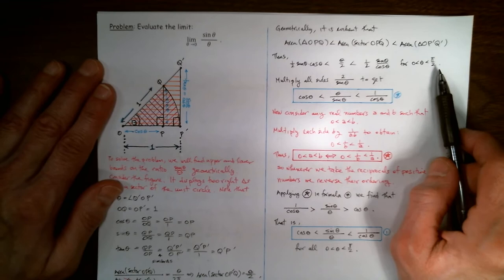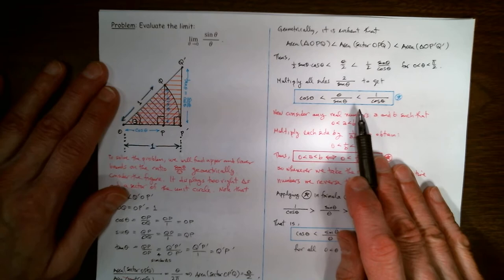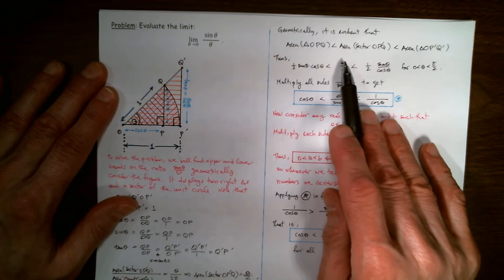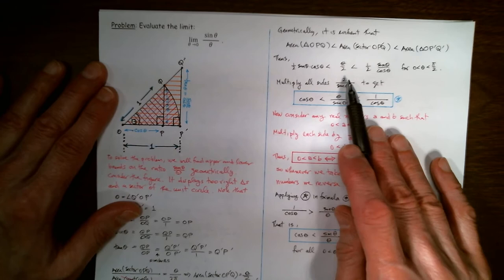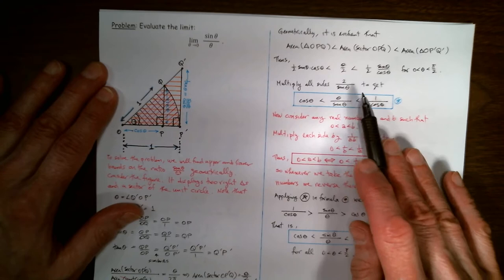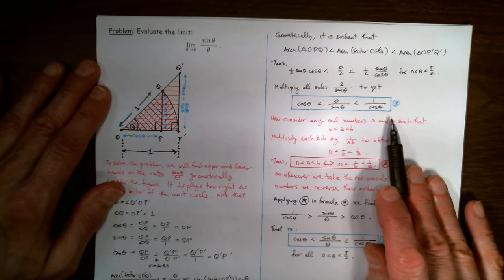So if we multiply through all sides of this inequality by 2 over sine theta, we find that the left side simplifies to just the cosine theta, right? And the product in the middle becomes, the 2's cancel, theta over sine theta. The right side simplifies to simply 1 over the cos theta, as the 2's cancel from numerator and denominator, as do the sine theta. And so thus, we have this compound inequality that follows geometrically from the picture here.